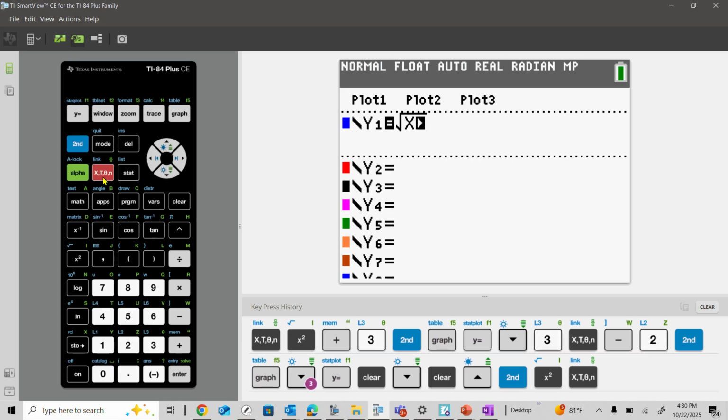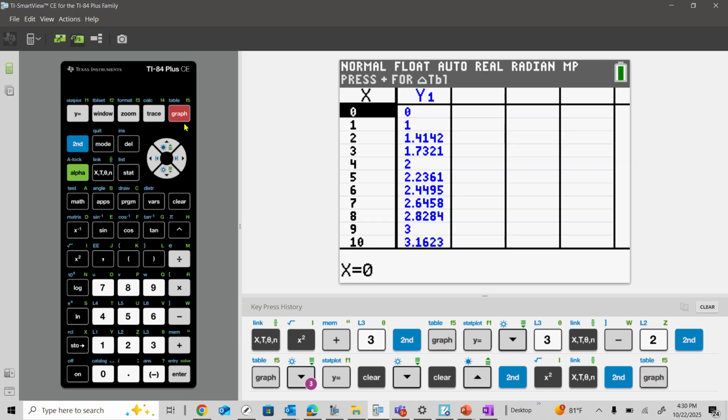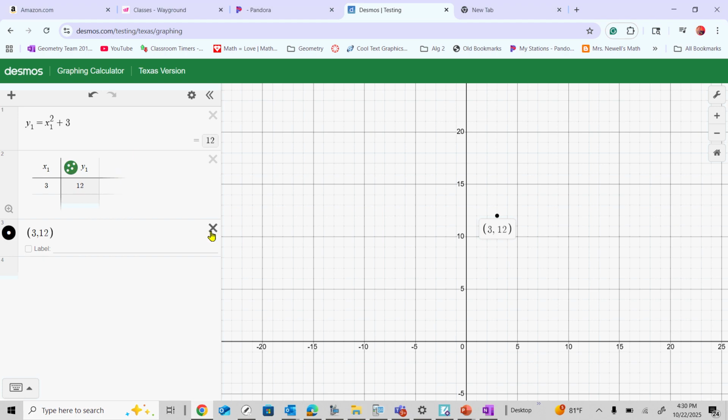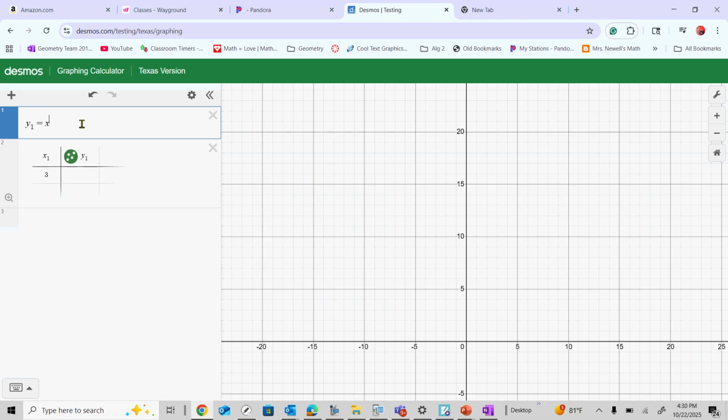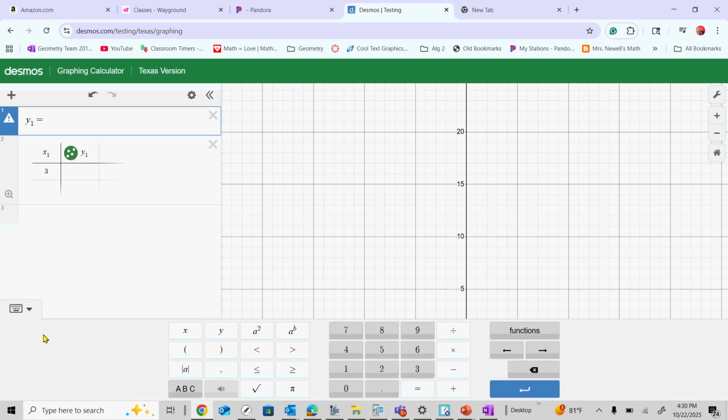Then I could go second graph to fill in our table values, because we're doing 4, 2, 1. So we do have some decimals here that we're going to round. I'm going to get rid of this point, so I'm just going to X this out. So on our Texas Desmos, we need to do the square root. I have to do the radical symbol, and I have to look at the keyboard and come down here and do this x squared. Then we're going to type in x, and then we're doing the subscript 1, so that it matches.